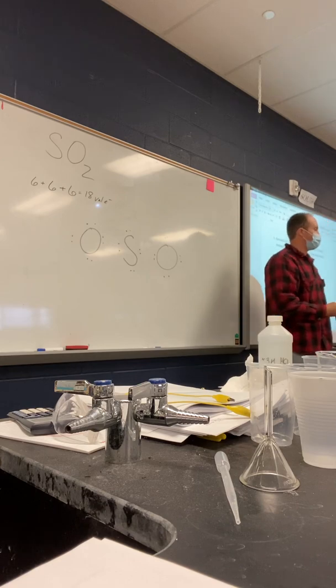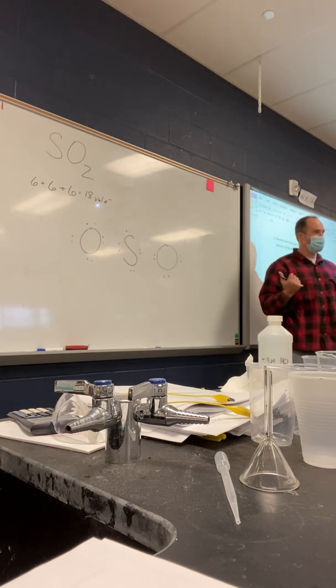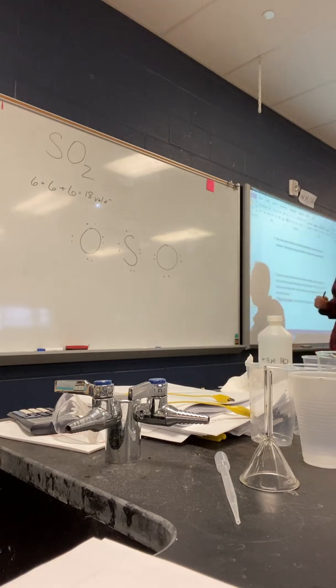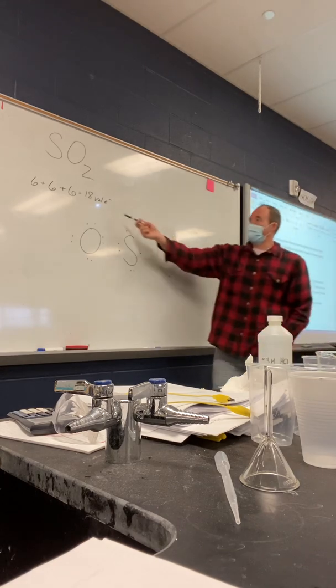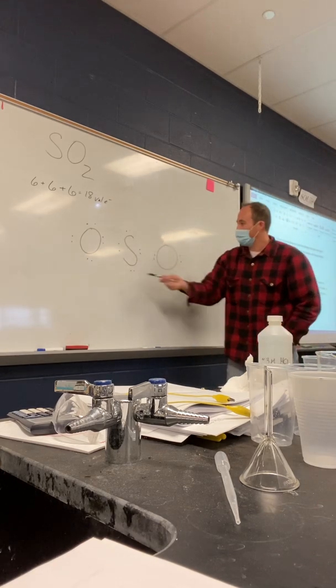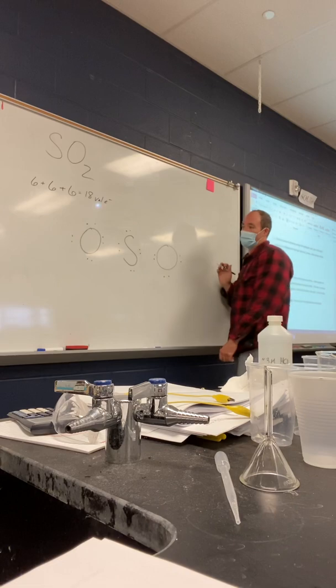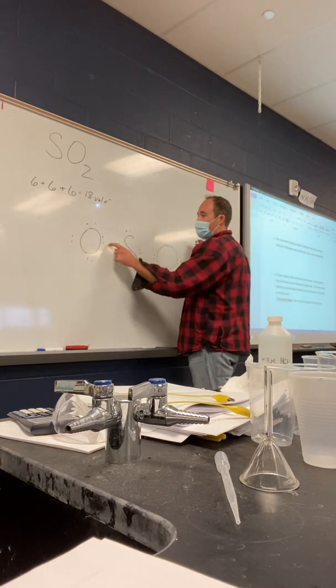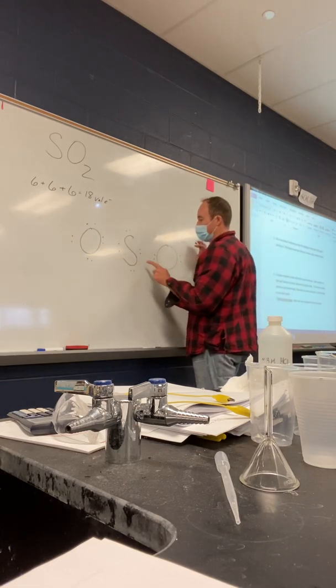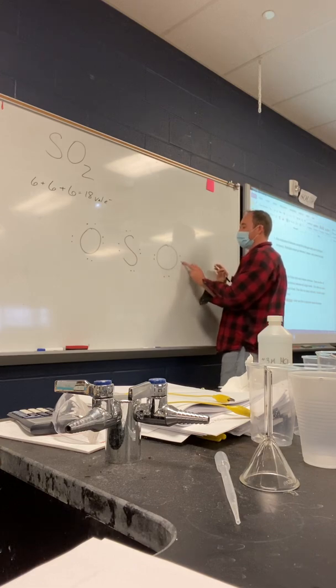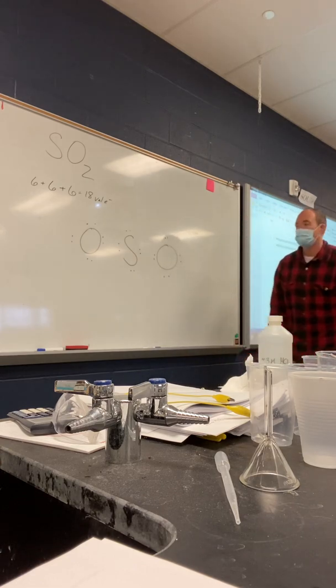Guys, once you get good at this, you're not going to have to do this step because this is just extra time. So we have 18 valence electrons that we can use. And if we look at all the ones after we've given it a full octet, 2, 4, 6, 8, 10, 12, 14, 16, 18, 20, 22, 24. That ain't going to work out.